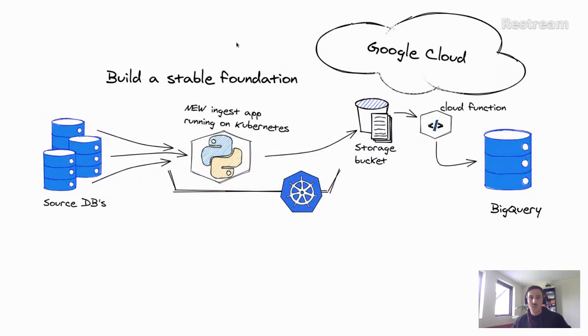So we then rebuilt the ingest application and ingestion pipeline into a stable foundation. And basically what we did was we rewrote the ingest application to be very lean and mean. So no more transformations, no more aggregations, just take the data from point A and move it to point B. That's all you need to do.